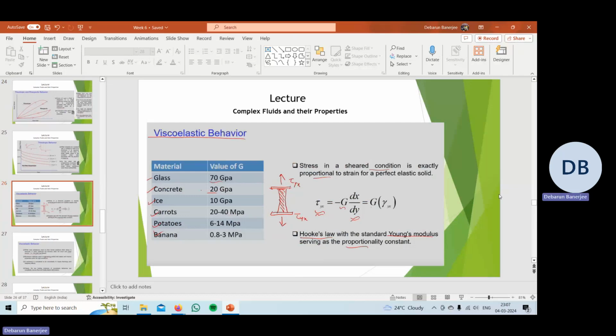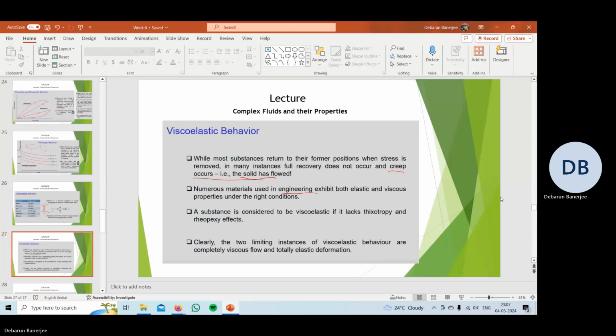Okay. And for solids, there is Hooke's law. The standard Young's modulus serves as the proportionality constant. Viscoelastic behavior: while most substances return to their former positions when stress is removed, in many instances the full recovery does not occur and creep occurs, which means that the solid has flowed.